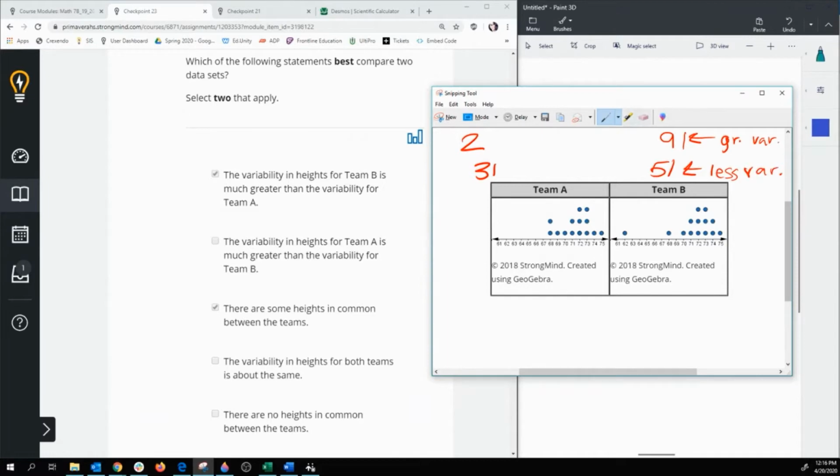So when we look at the numbers in these 2 dot plots, our lowest number here is at 68 and our highest number is at 75. Our lowest number here is at 62 and our highest number is at 75. So which team would have a greater or lower variability, or do you think that they are about the same?